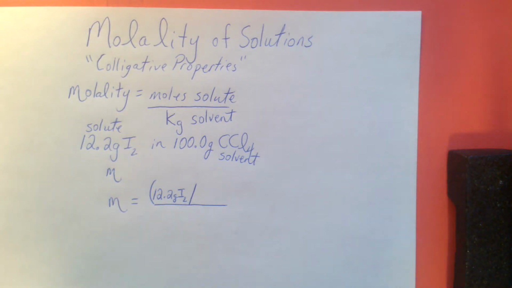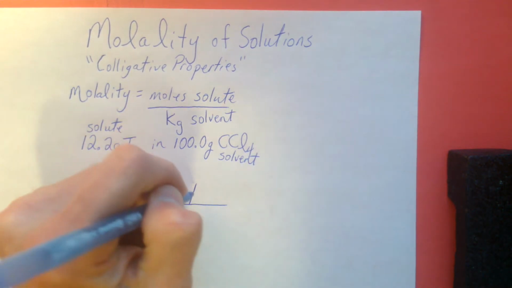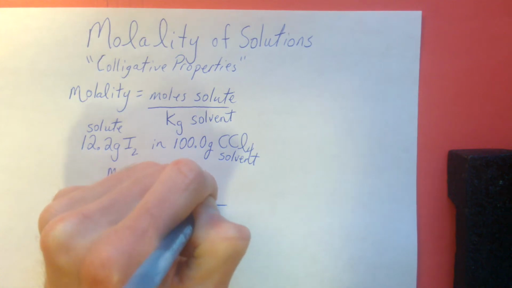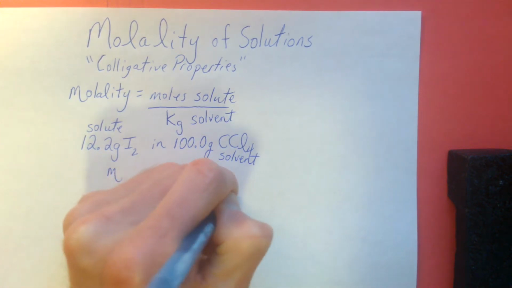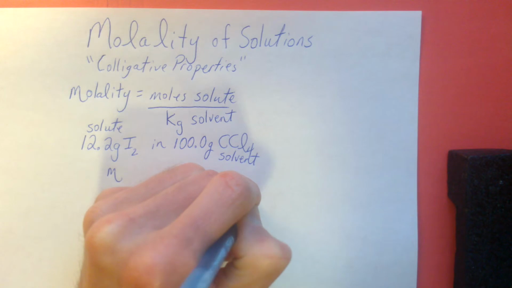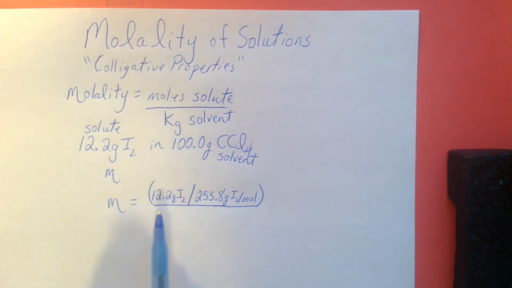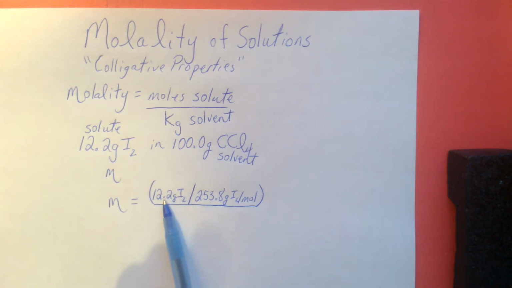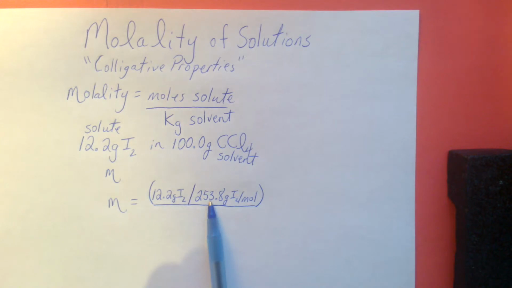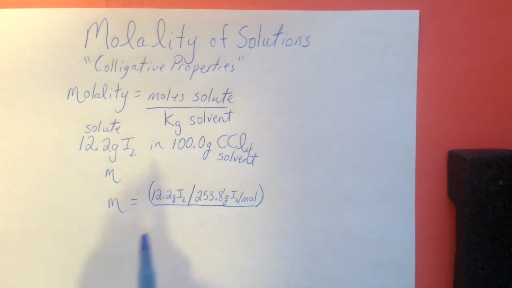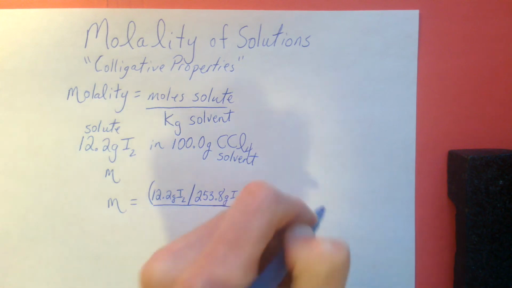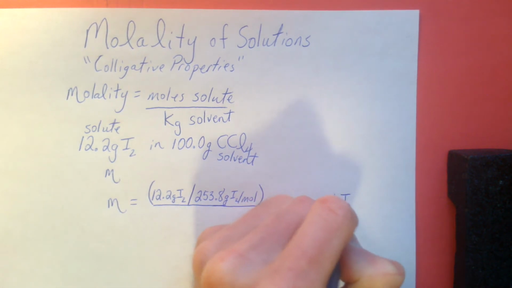Iodine is 126.9, with a rather lengthy decimal, so the molar mass of I2 is 253.8 grams of iodine per mole. So let us remember, when we're converting grams into moles, we divide our mass sample by the molar mass of the substance. And then we will have our moles of I2.